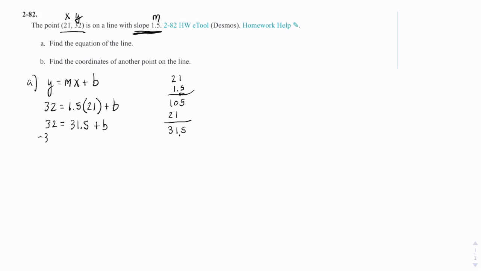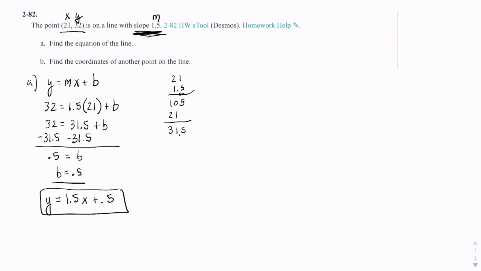Now we subtract 31.5 from both sides. Again, we're solving for b. And we get 0.5 equals b. So now we know b equals 0.5. We have b, and we were given the slope up here, so now we can write the equation. y equals m, which is 1.5, x plus b, which is 0.5. And we have the equation of the line.